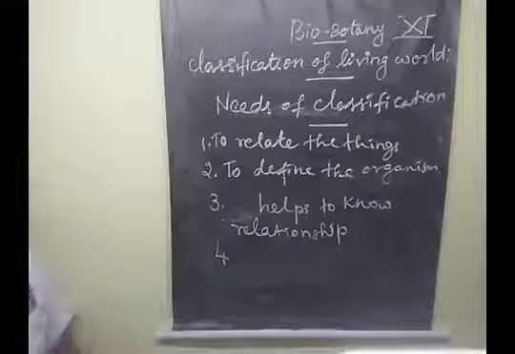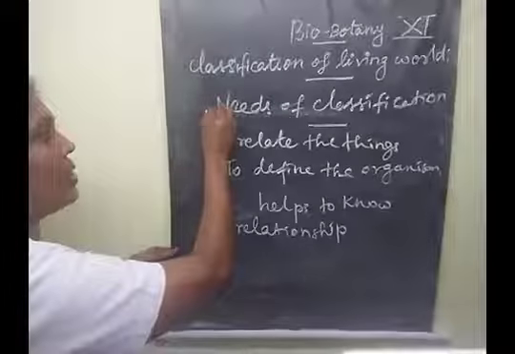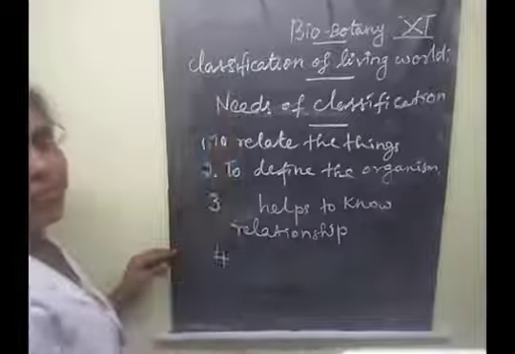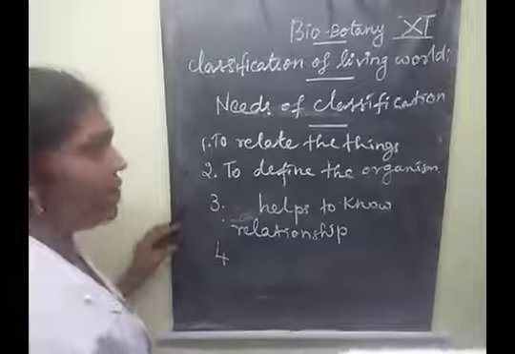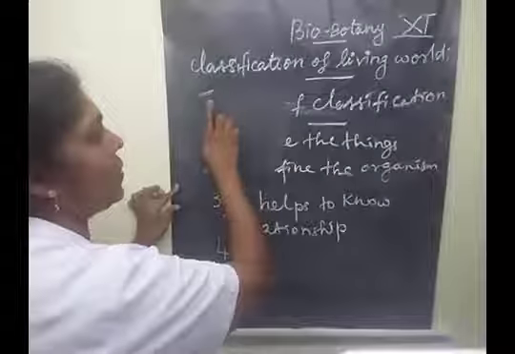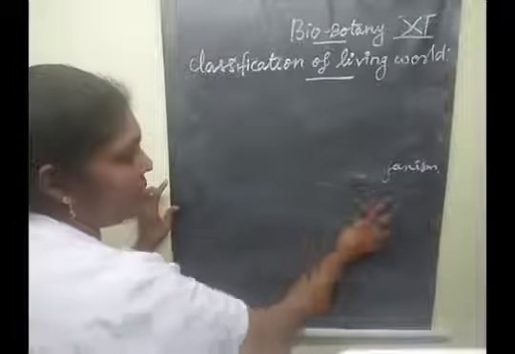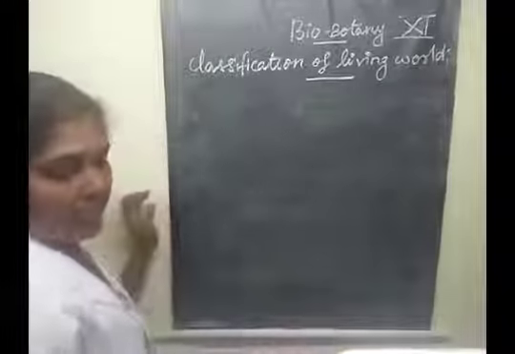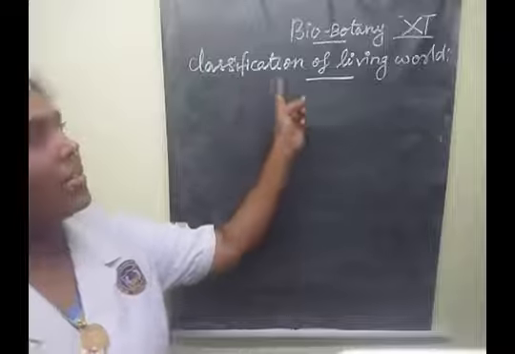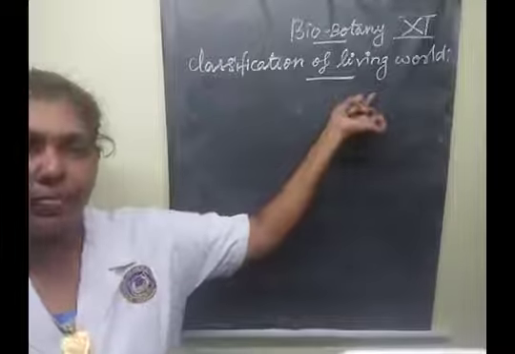Understood, children? This is a very important 3-mark question. What are the needs of classification? Understood, ma'am? Yes. Next one, we are going to learn the classification of the living world.